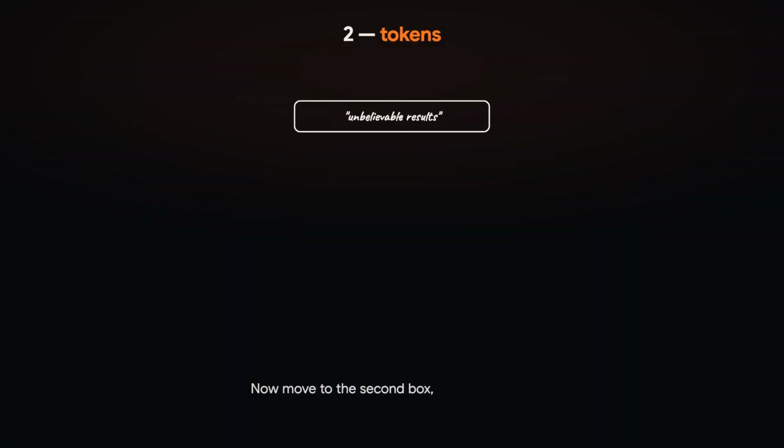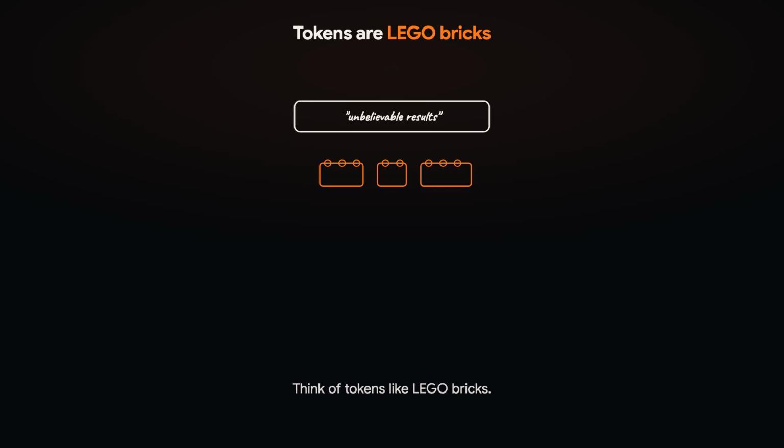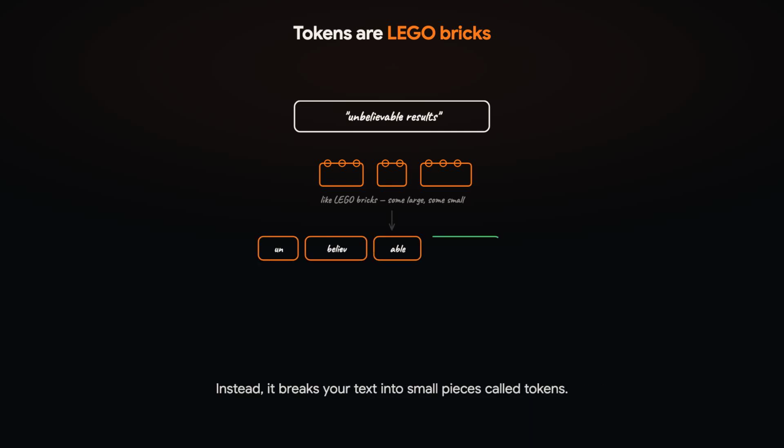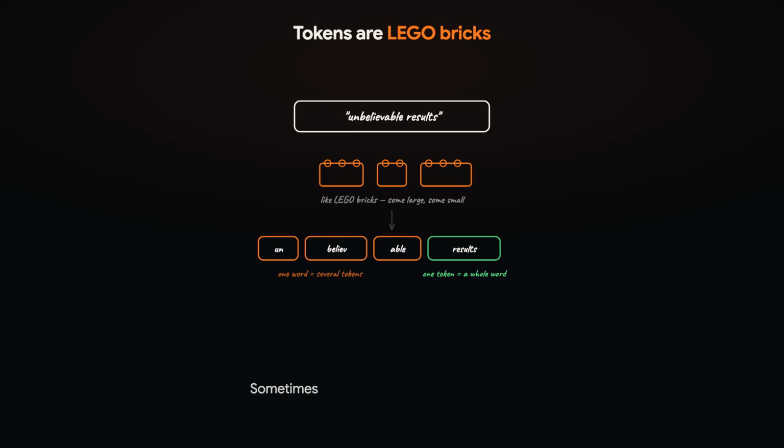Now move to the second box, the word token. People often hear this word and imagine it means a whole word. Not always. Think of tokens like Lego bricks. Some Lego bricks are large, some are small. When an AI reads your sentence, it doesn't necessarily see complete words. Instead, it breaks your text into small pieces called tokens. Sometimes one token is a whole word. Sometimes one word becomes several tokens.